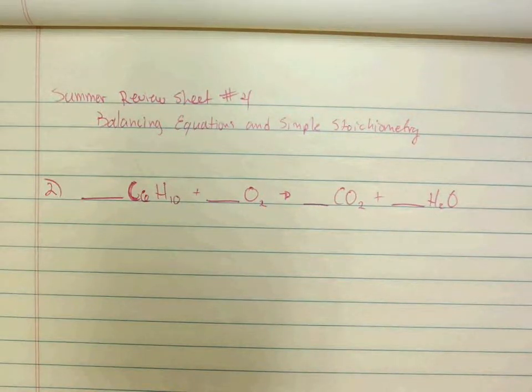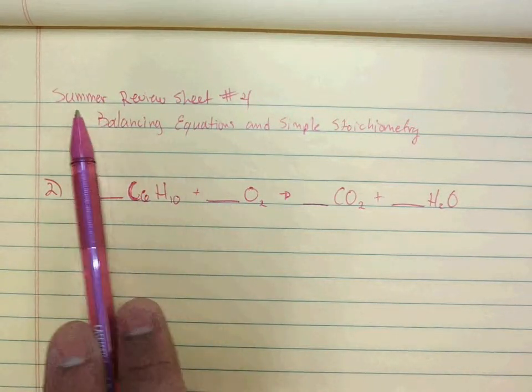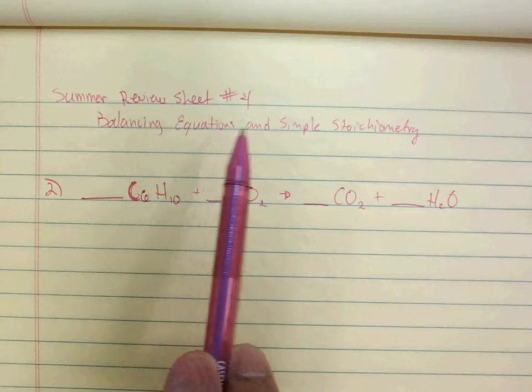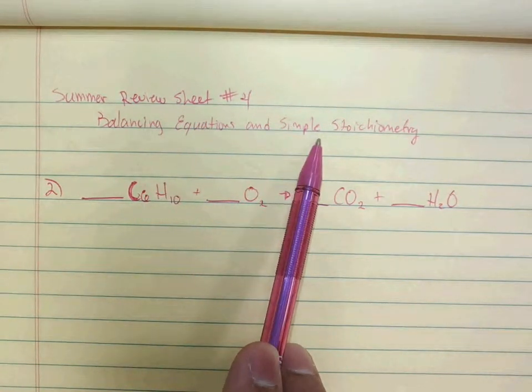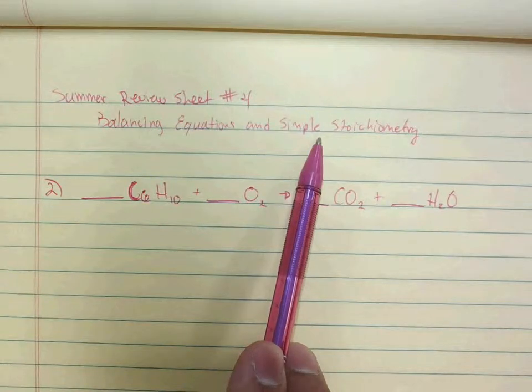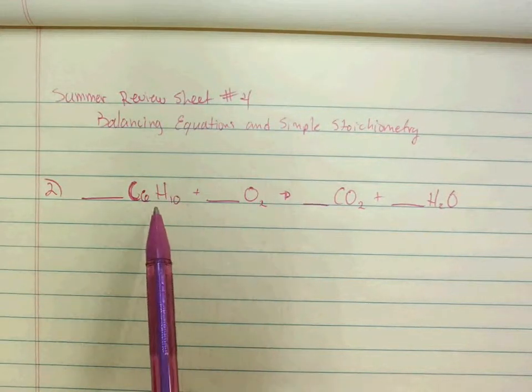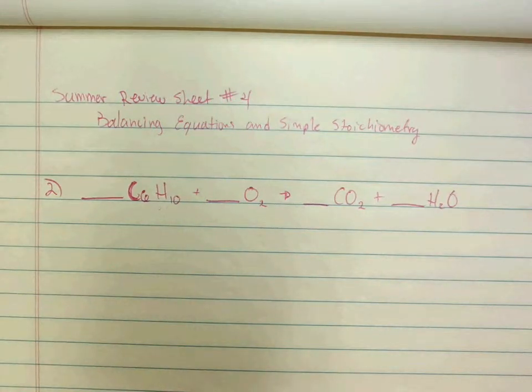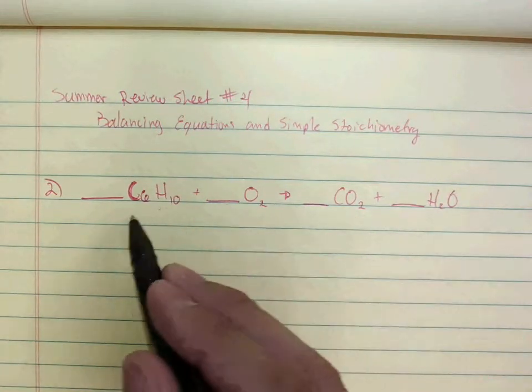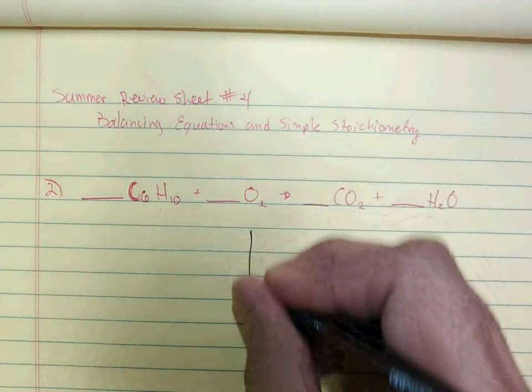Alright, so this is the first video for summer review sheet number 4, balancing equations and simple stoichiometry. Ultimately I want to work on problem 6, but before I can solve problem 6 I need to have question 2 balanced. So let's balance it. Again, we're doing the same thing. I have my equation. I'm going to make my table.